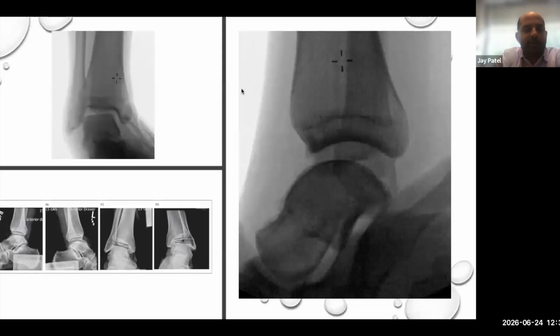Sorry about the back and forth, but this is a patient. You can see on the top left, when you do a talar tilt test, there's significant gapping at the lateral portion of the joint. On the right side, you can see when we do the anterior drawer test, there's significant gapping at the posterior portion of the ankle. Bottom left is showing what normal and abnormal look like before and after stress.